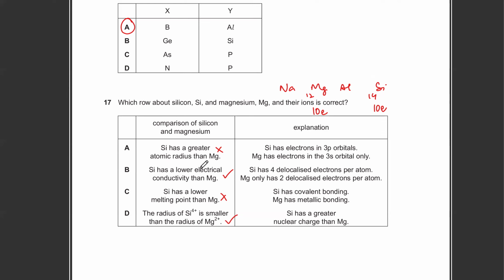So let's look at the explanation. What do you think? Is this explanation correct? I mean, silicon does not conduct electricity. It's a semiconductor, but it's got less. It's not metallic. It doesn't have delocalized electrons. So this explanation is correct.